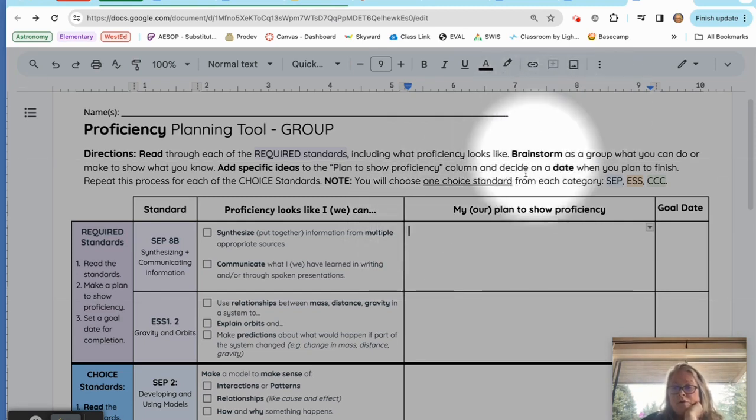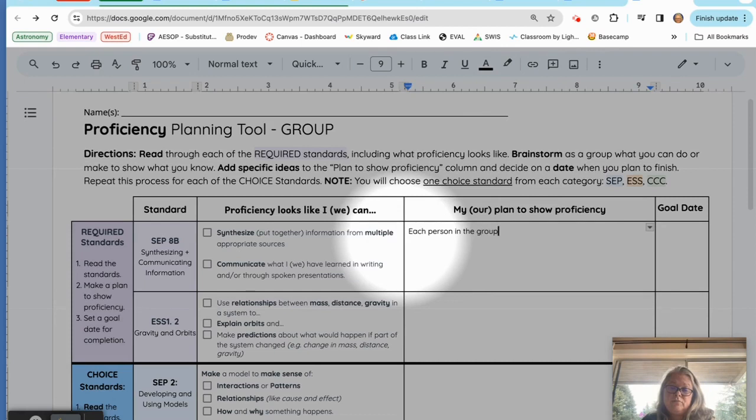So you might start by saying, in order to synthesize, what I would recommend is that each person in the group will review all of the information on their tracking tool and then create one narrative or one sort of overall explanation that answers your research question.